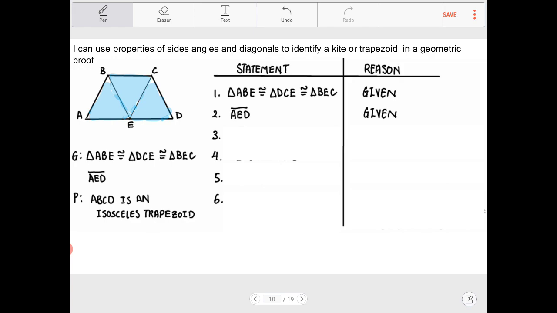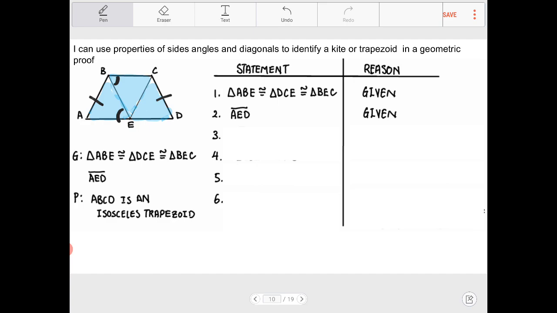Well, if I look closely here, I know that AB corresponds with CD. These two sides are going to be congruent. I also recognize that this angle is going to be congruent to this angle here. Well, that's because of, again, CPCTC. However, we can also then conclude that BC is going to be parallel to AD.